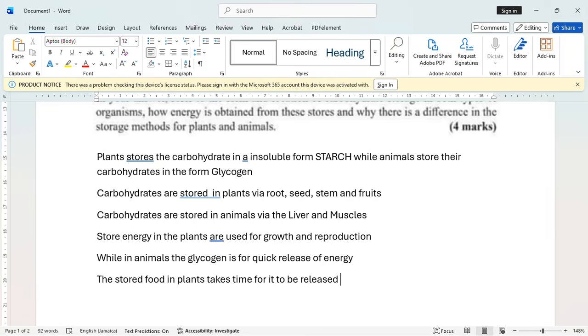Carbohydrates are stored in plants via the root, the seed, the stem, and the fruits, while carbohydrates in animals are stored via the liver and the muscle. And these, especially the muscle, are in a location where the animals can retrieve it much faster. So we said the stored energy in plants is used for reproduction, and the energy in animals is going to help with the metabolic processes in the organism.